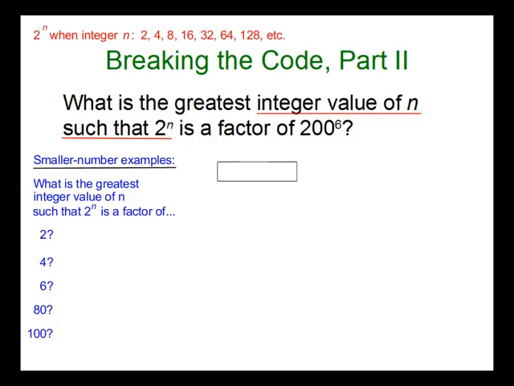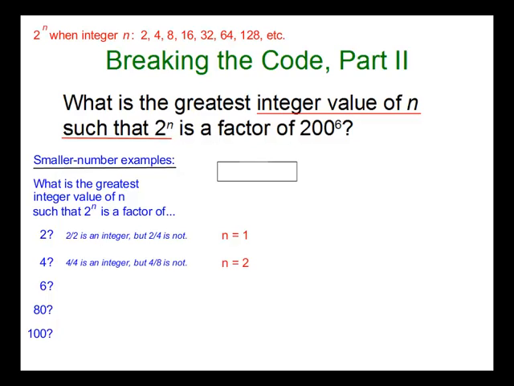Don't worry if you didn't think about all of them. Thinking about even a few would get you somewhere. So what's the greatest power of 2 that goes into 2? That's probably the most straightforward one. 2 divided by 2 gives you an integer. In other words, 2 goes in, but 4 does not go into 2. Okay, so the greatest power of 2 that goes into 2 is the first power, n equals 1. Because remember, n is the exponent. It tells you which power of 2 goes in.